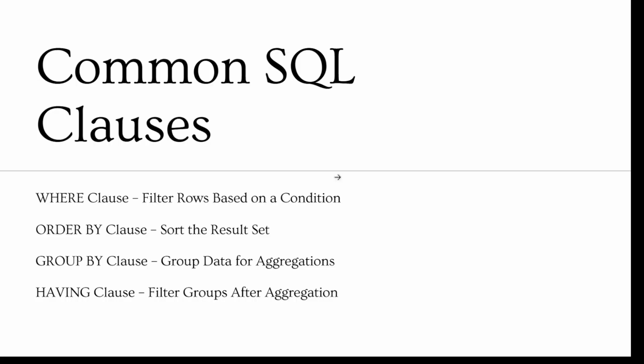Now we will see the next SQL clause, which is the order by clause. What the order by clause does is sort the result in ascending or descending order. By default, it sorts the result in ascending order. So let's see some examples of it.